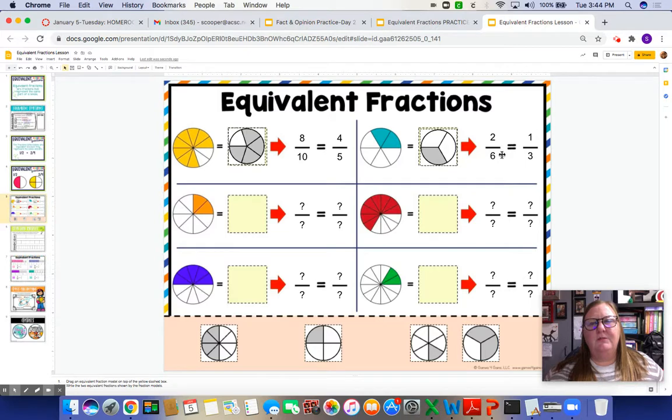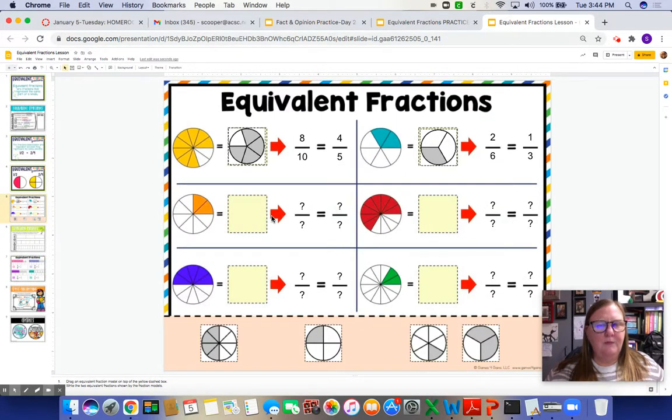If we multiply across, we multiply 6 times 1 equals 6, and 3 times 2 equals 6. So they are equivalent. That's how we check and make sure. So I'm going to just show you one more on that sample, and we're going to keep moving on.